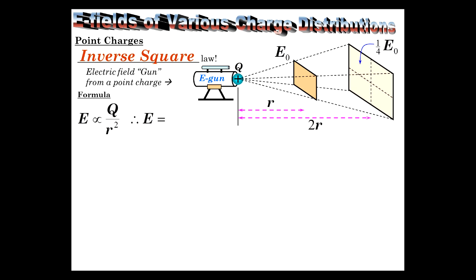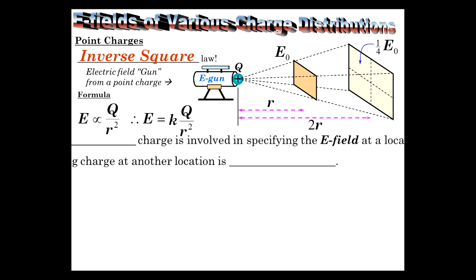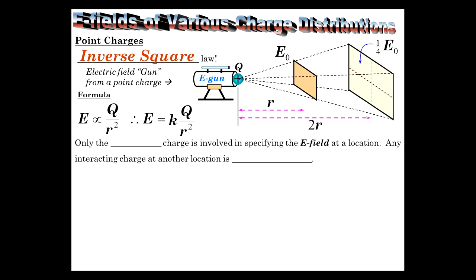So the formula is that E is proportional to Q over R squared. Proportional to the amount of charge, inverse square to the distance from a point. To make the proportionality an equality, you just multiply it by K. This is the same K we had in Coulomb's law. And it's only the source charge we're interested in to determine what the electric field is someplace else. If there happens to be another charge there, that's fine.